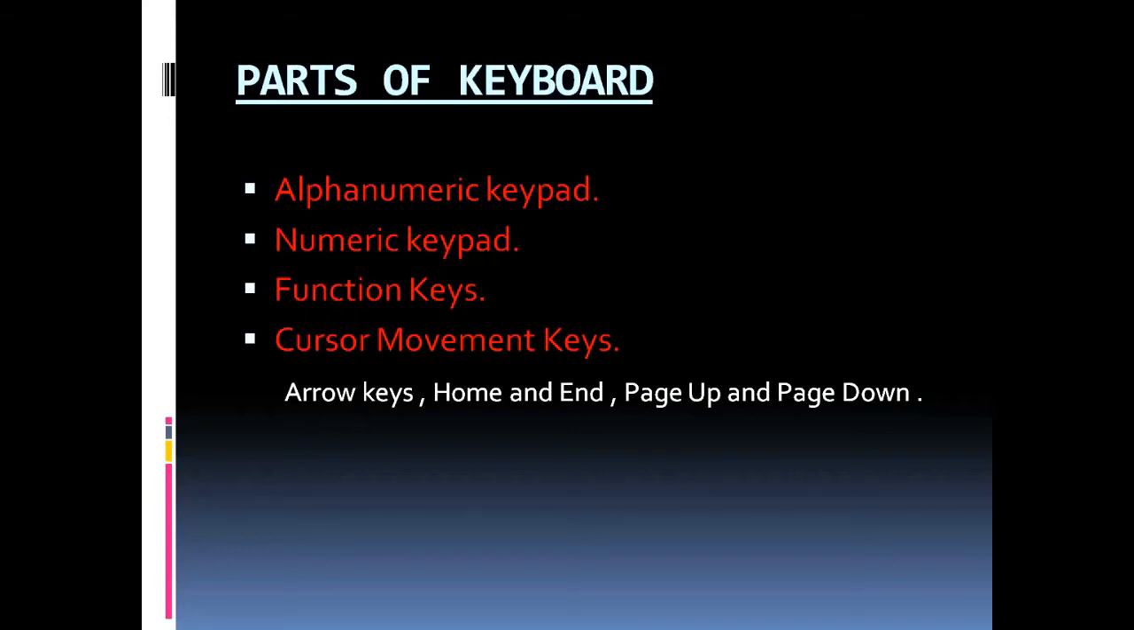Number two is Home and End keys. The Home key moves the cursor to the beginning of the line on which the cursor is present, and the End key moves the cursor to the end of the line. Page Up and Page Down. These keys are used to make the cursor jump page by page. The Page Up key is used to move the cursor to the previous page, and Page Down moves the cursor to the next page.